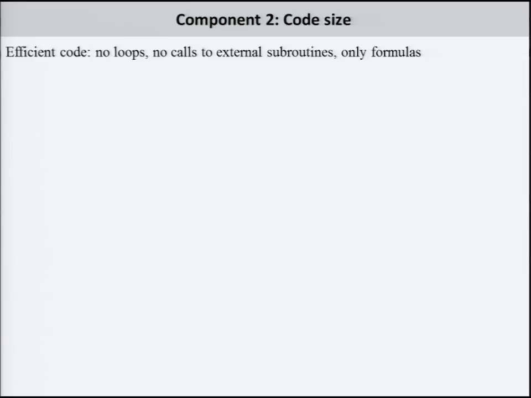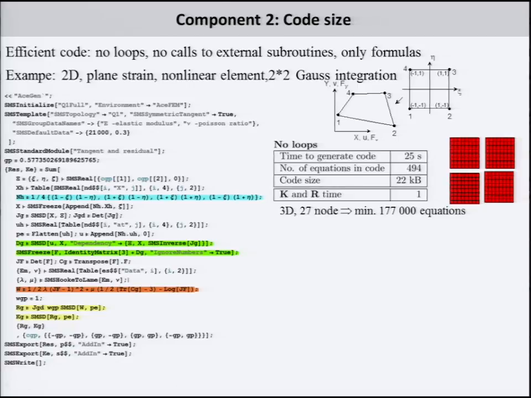And let's look at the first results. If you talk about efficiency of the generated codes, what code would be the most efficient? The code that has no loops, no calls to external subroutines, only formulas, one by one. So if we take a simple example, a 2D plane strain nonlinear element, like hyperelastic, with 2 by 2 Gauss integration, and we generate this kind of code that evaluates the tangent matrix and the residual of this type of element, we get something like 22 kilobytes of code, and let me say the efficiency of the code is 1.